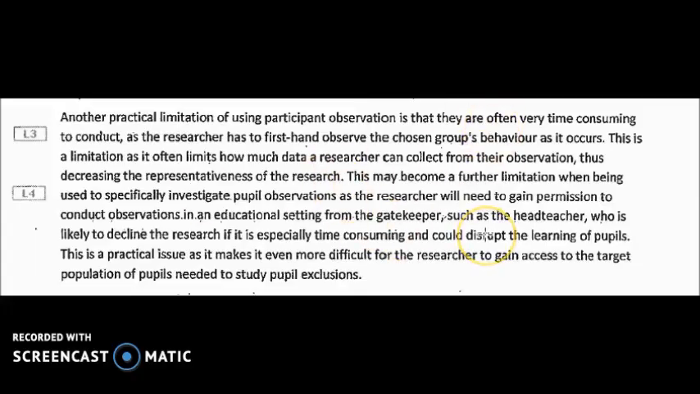She does repeat herself a little bit here, but she does make a slightly different point, because this time, instead of the gatekeeper refusing because of the reputation of the school, the gatekeeper might refuse because it is time consuming and it could disrupt the learning of pupils, which then makes it difficult to gain access to the target population. Here's the characteristic, which is pupil exclusions.